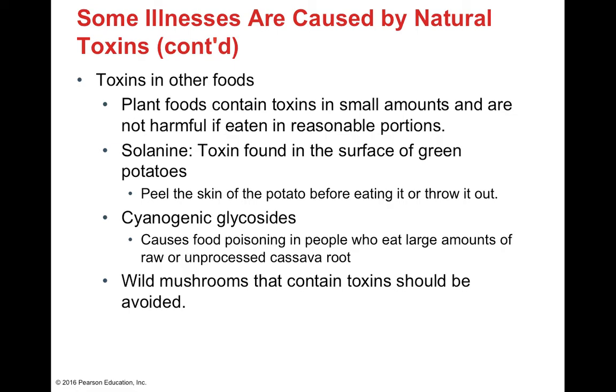Potatoes have a particular toxin called solanine that can be found on the green skin of potatoes. So you're able to peel the skin of the potato off, throw that skin away, and eat the potato afterwards. We can also have cyanogenic glycosides, which can cause food poisoning if you eat large amounts of cassava root if it's unprocessed or raw. And we can also find toxins in wild mushrooms.